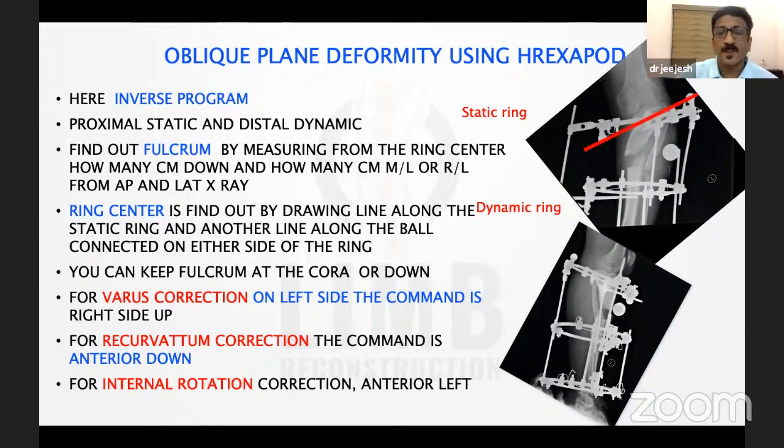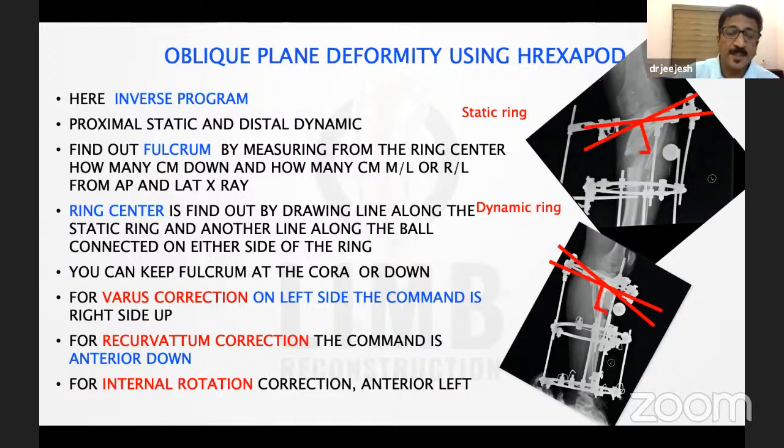In the inverse program, or any program of the X-support, you have to take a proper AP and lateral X-ray with the rings. You have to see them as a single ring, as you can see here. Then the first thing is to find out the fulcrum, where I am going to keep the fulcrum. For that, you should know the ring center. To find the ring center, you have to draw a line along the ring as well as an oblique line along the balls attached on either side of these rings. From the center, you have to draw the fulcrum down, wherever it is. Both in AP and lateral, you have to plan according to that.